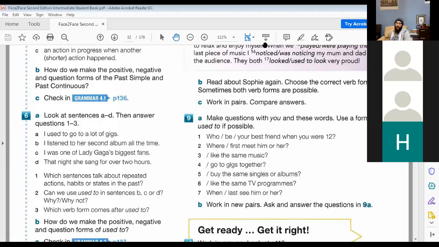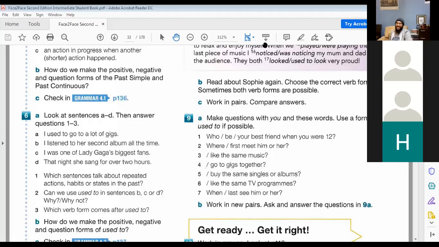And can we do it in the other way? Who used to be your friend, your best friend when you were 12? That's it. Who used to be your best friend when you were 12? There's no did here. You cannot use did if you have be. Remember, you will never find them together. Did and be are the worst enemies. Be and do.